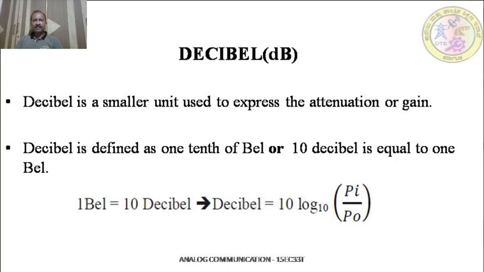Next, decibel, normally denoted by dB. Decibel is a smaller unit used to express attenuation or gain. Decibel is defined as 1/10 of the bell, or 10 decibel is equal to 1 bell. In the form of an equation you can write like this: 1 bell is equal to 10 decibel, or decibel is equal to 10 log base 10 of Pi by P naught. Here also Pi is input power, P naught is output power. That means dB is equal to 10 log base 10 of Pi by P naught, where Pi is input power, P naught is output power.